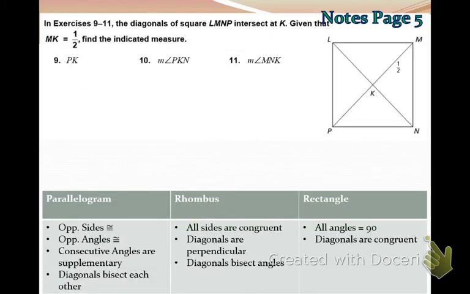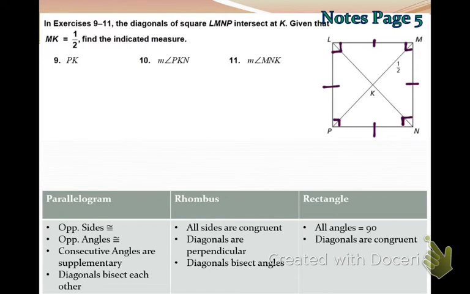We got one more. We have a square. We know the length of MK is 1/2. That's in our picture. That's literally all it gave me. So let's think about what else we know about a square. What do we know about its sides? They're all congruent. What do we know about the angles? They're right angles. Good. So I'm going to draw those in.